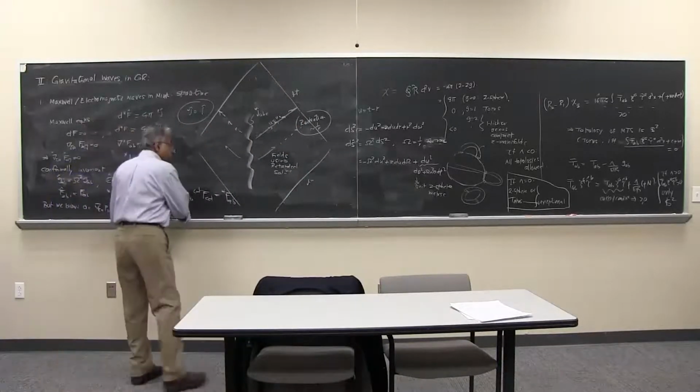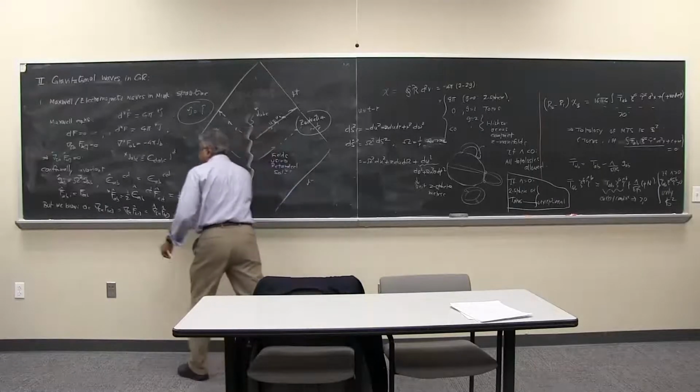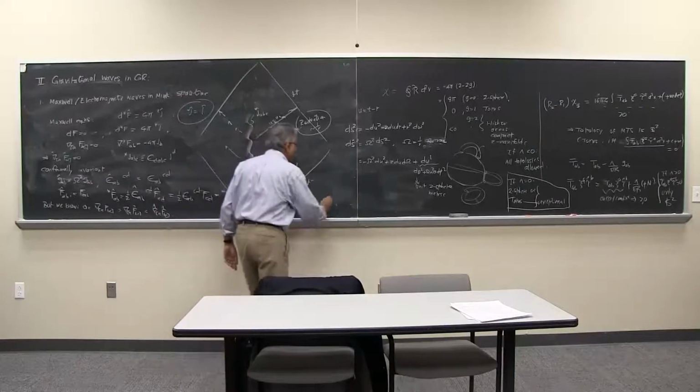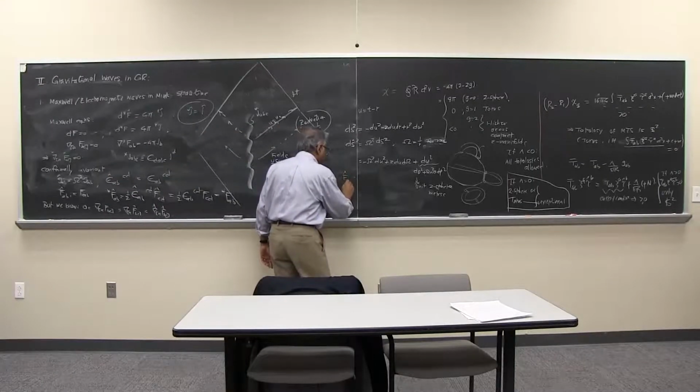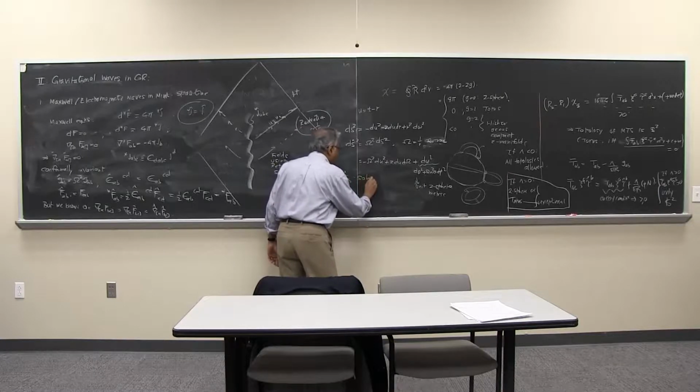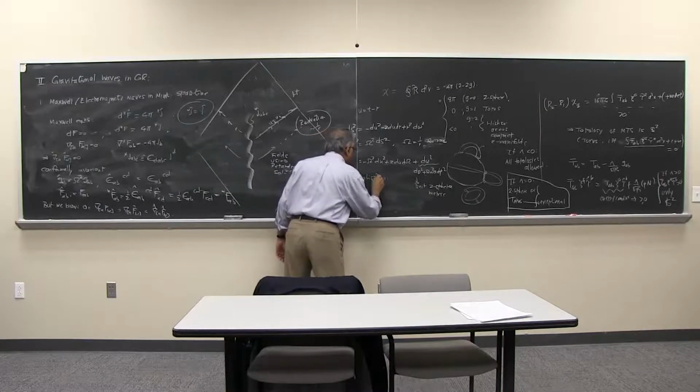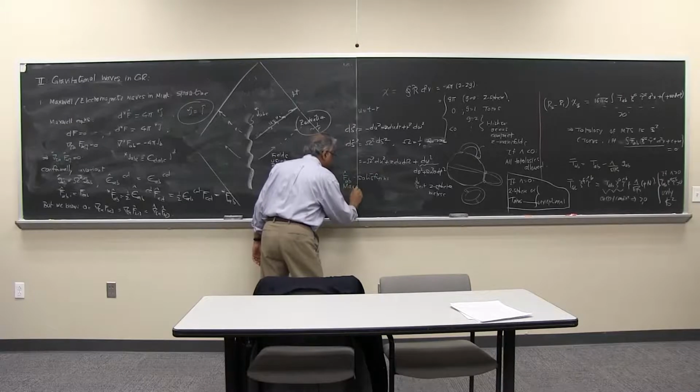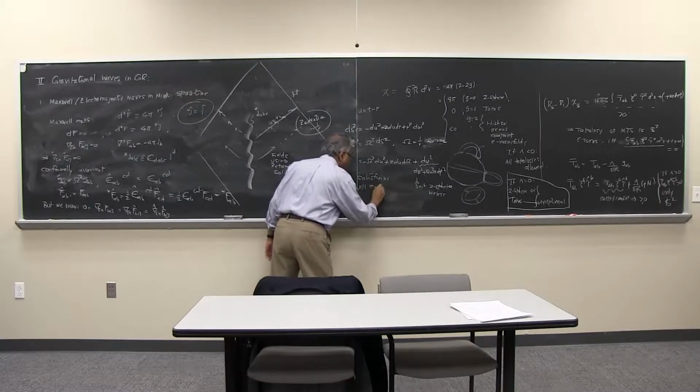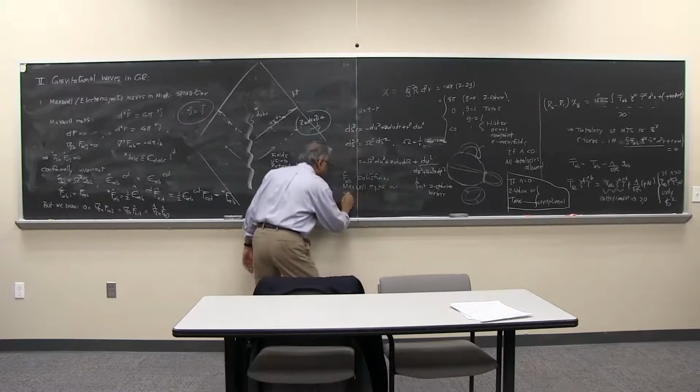So what I can do now is say that I got the Maxwell equations. So I got the Maxwell field F AB satisfying Maxwell equations on the conformally completed space-time.